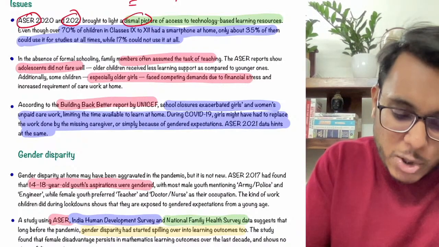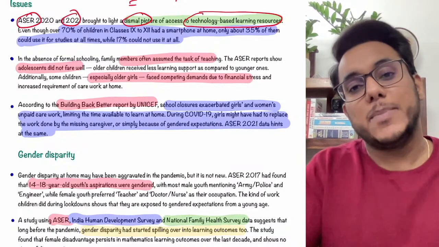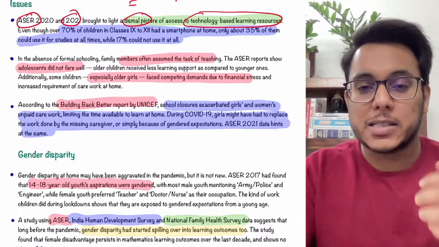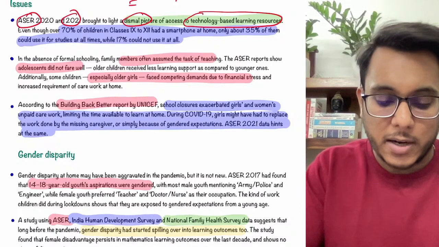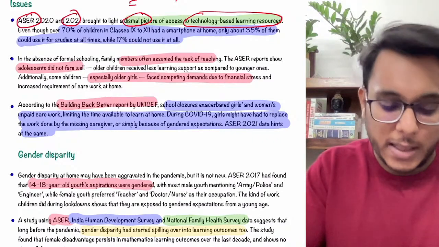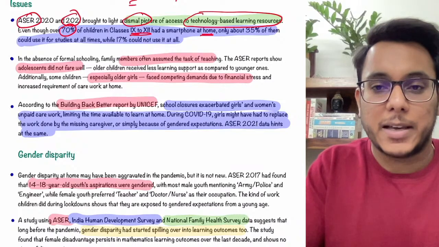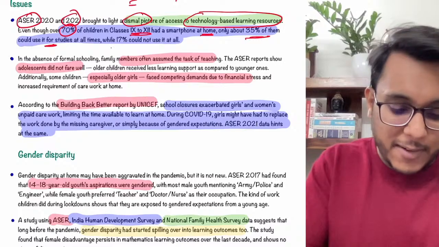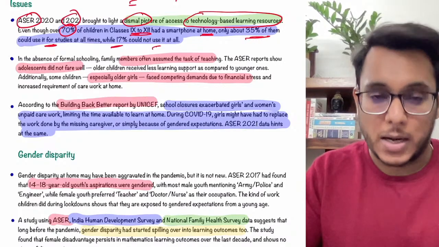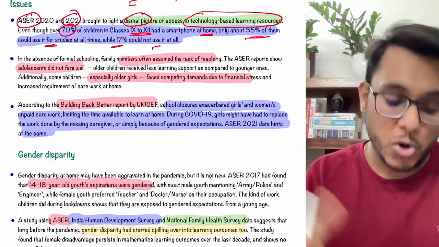There is a dismal picture of access to technology-based learning resources. When it comes to technology-based learning resources, accessibility is not very good. It is provided that among children in classes 9 to 12, 70% had a smartphone at home, but only 35% of them could use it for studies, and 17% could not use it at all. So the students have the smartphone, but they are not able to use it.